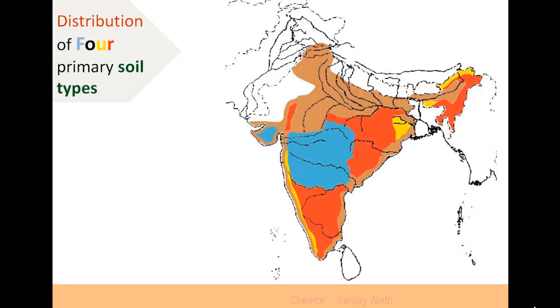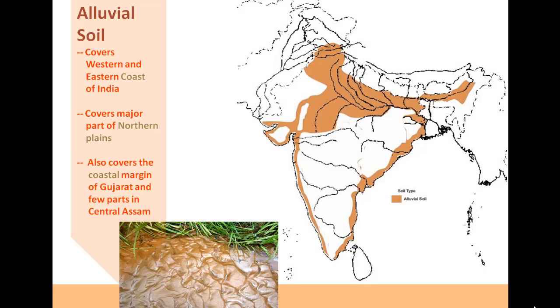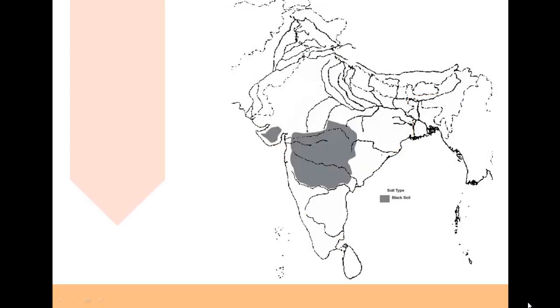Now we'll see the distribution of four primary soil types in India: alluvial soil, black soil, laterite soil and red soil. As you can see on the map of India, the four soils have been shown with different colors. We'll see each soil in detail. Alluvial soil. It covers western and eastern coast of India, covers major part of northern plain as you can see, Indo-Gangetic plain, also covers the coastal margins of Gujarat and few parts of central Assam.